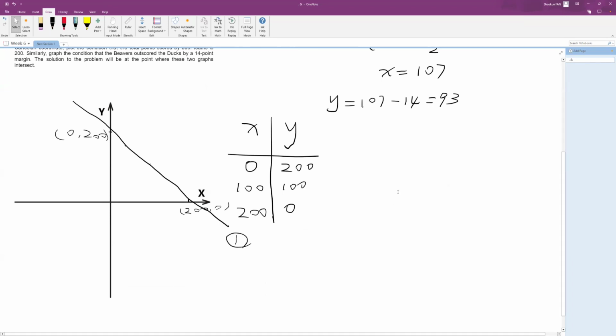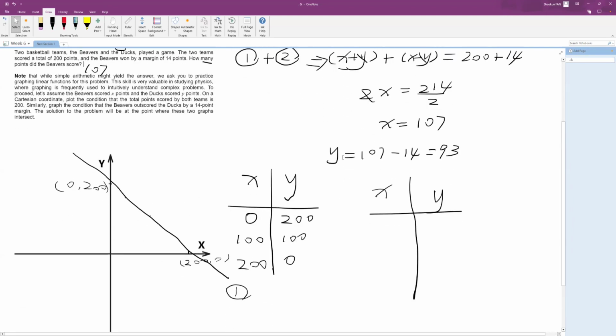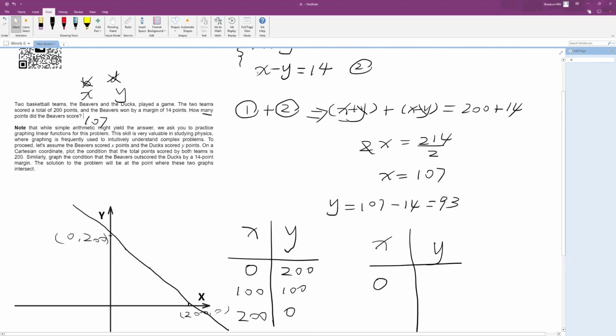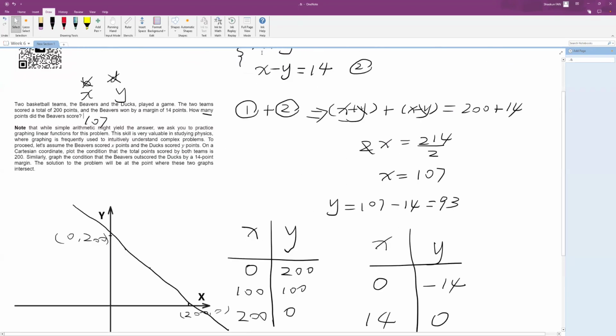Okay, and then we can follow the same strategy to draw a line for the second equation. So we also have x and we have y. We know that the second equation is x minus y equals 14. So when x equals 0, then y must be negative 14. And if we want y to be 0, then x must be 14. So you can plug these two sets of numbers into the equation and evaluate that.